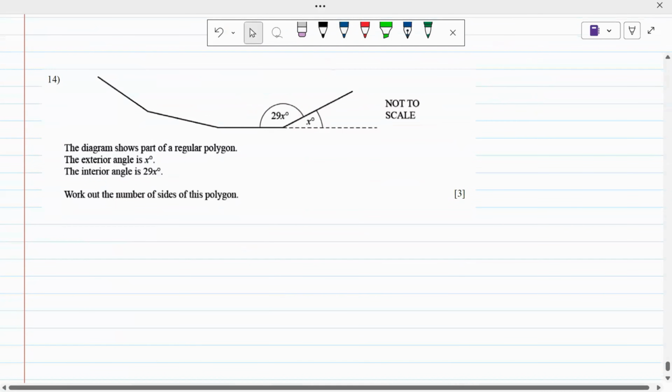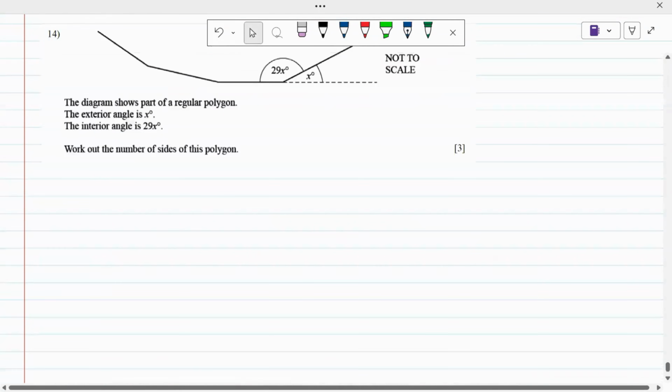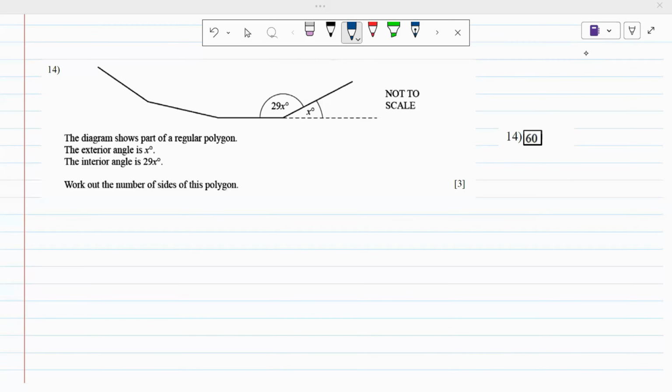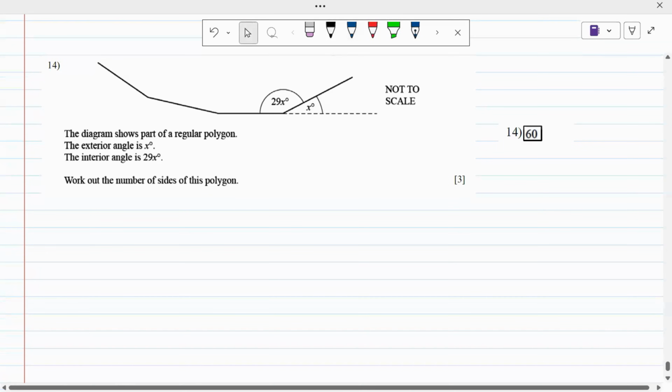We have another past paper question here. And this one again, I want you people to give it a try. Try to solve it and let me know what the answer is. Okay, the correct answer is 60. Those who are not able to get the correct answer, please pay attention.